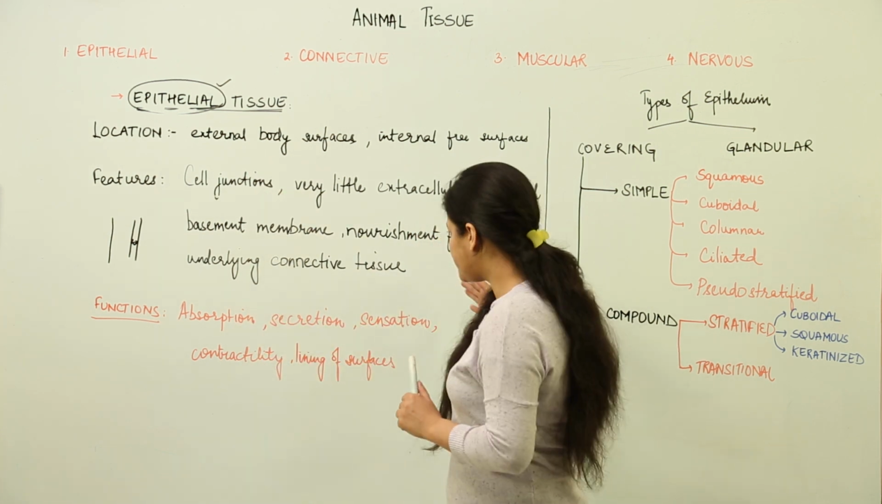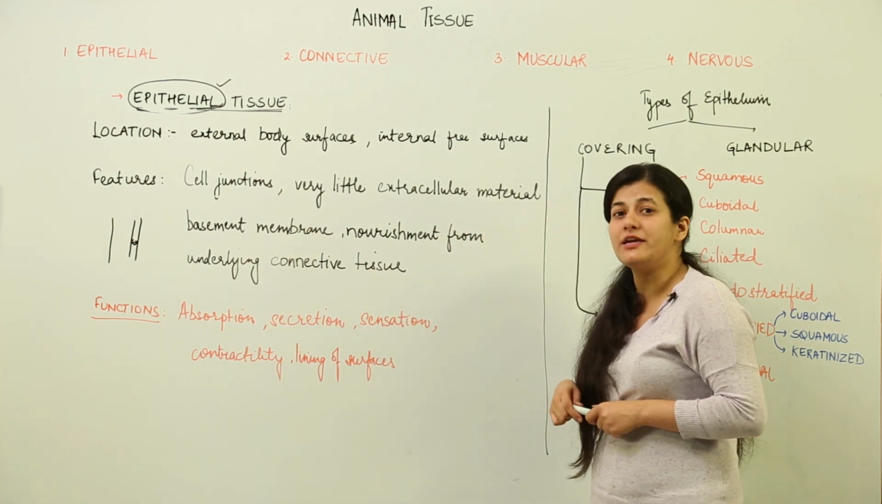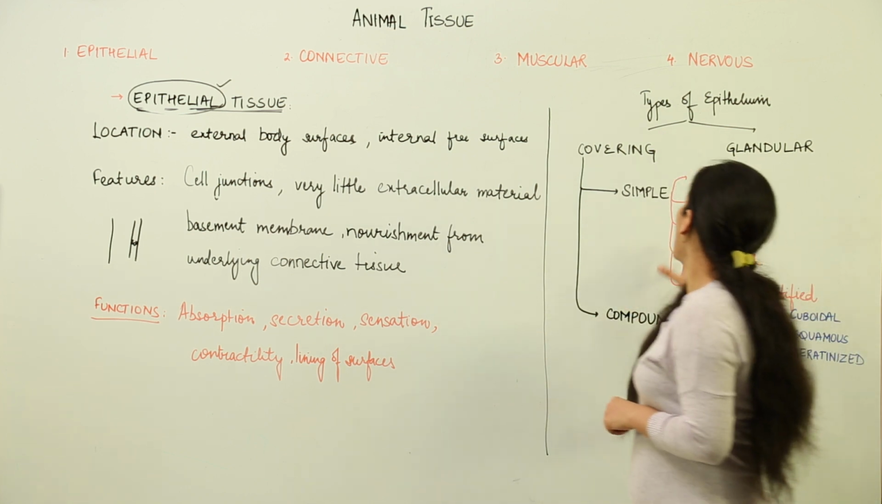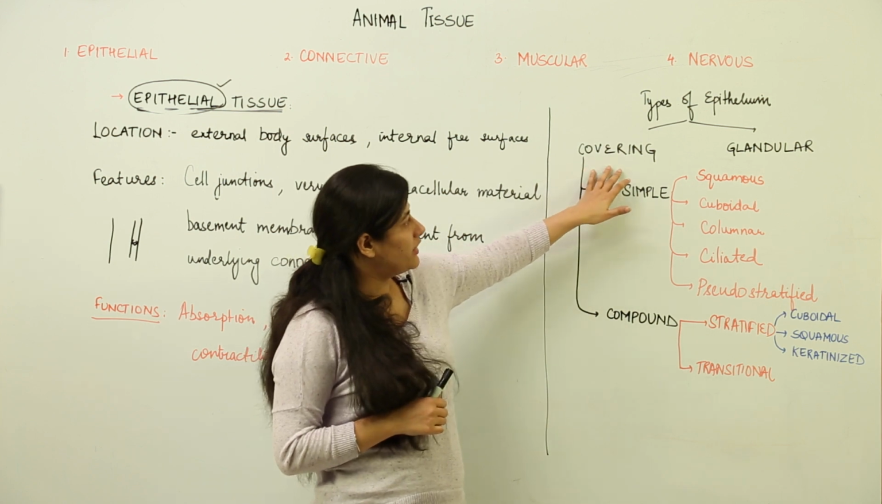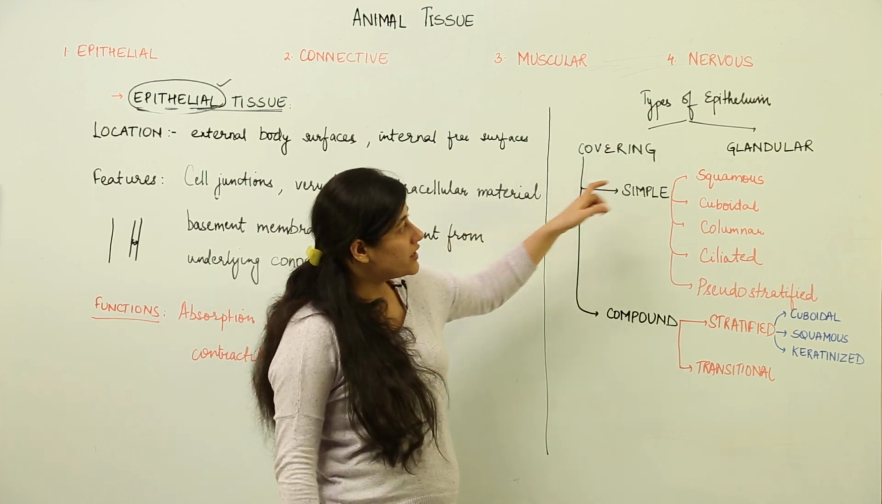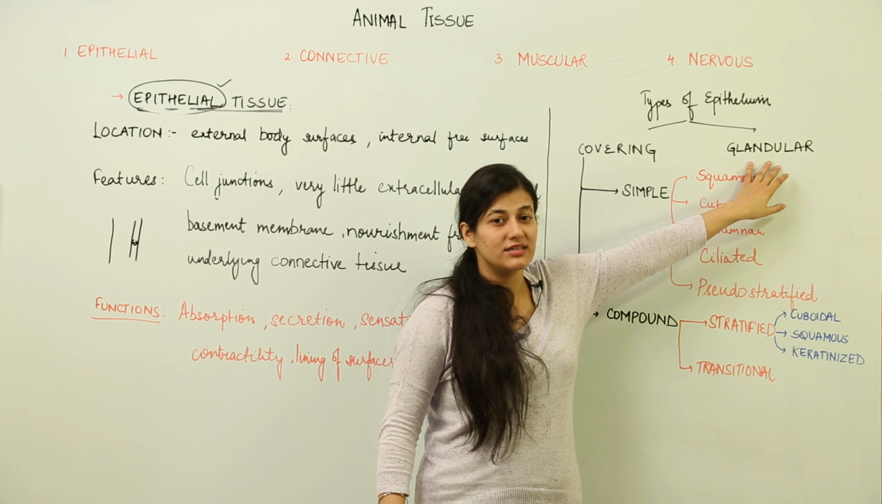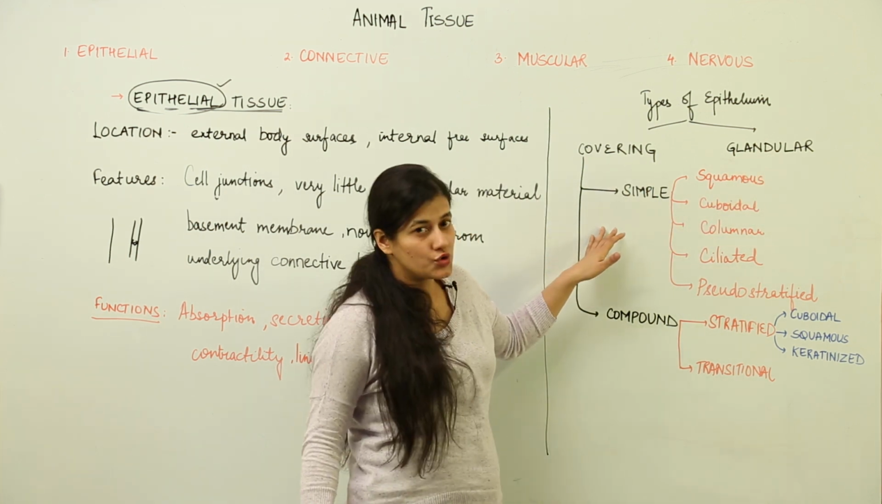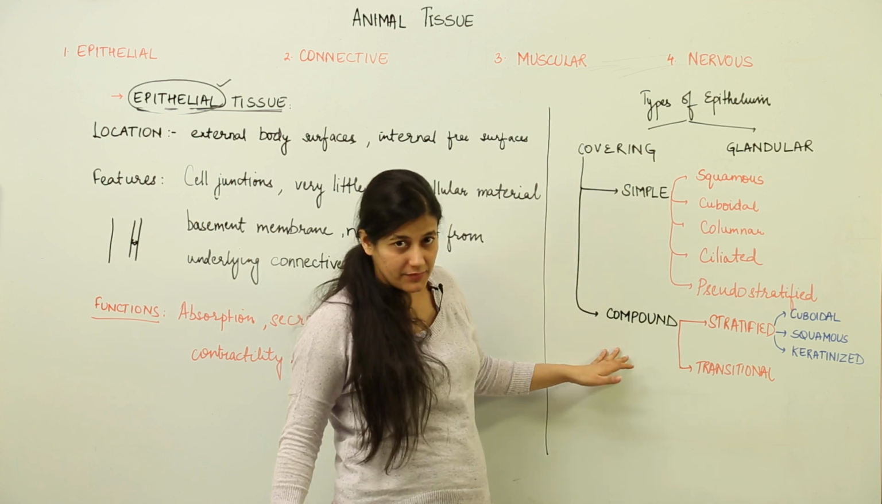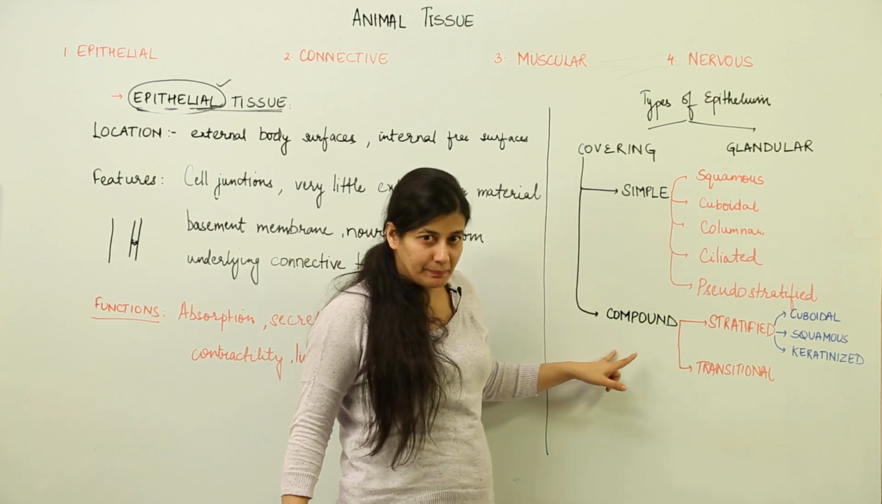Now let us see, on the basis of types of cells, how many epithelial tissues are present. There are two types. One is covering, as we discussed earlier, and one is exclusively secretory, that is the glandular epithelial tissue. In the covering epithelial tissue, we have two types of epitheliums, that is simple and compound.